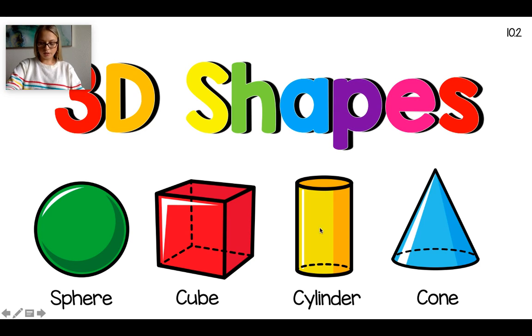The next shape we learned was a cylinder. We know that a cylinder is a three-dimensional shape because it's solid. It has 1, 2 flat surfaces. It's also curved and round.